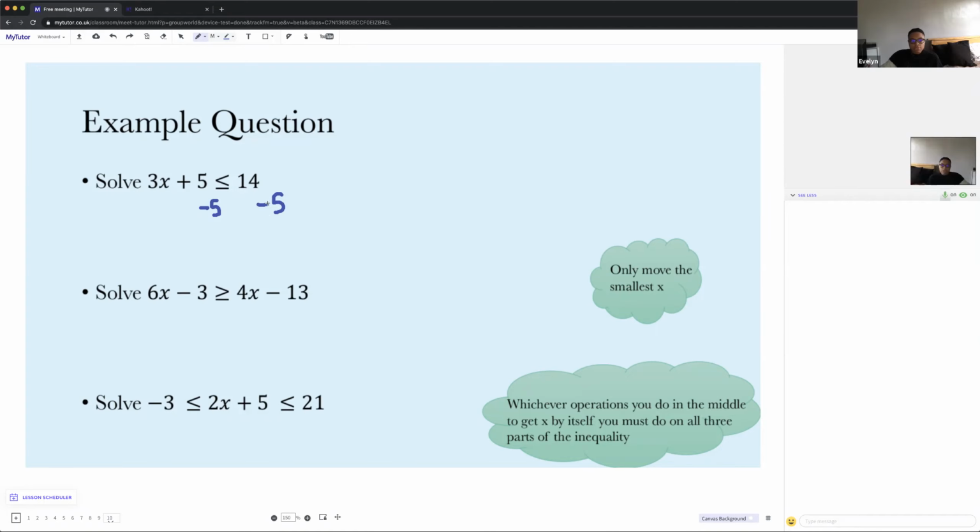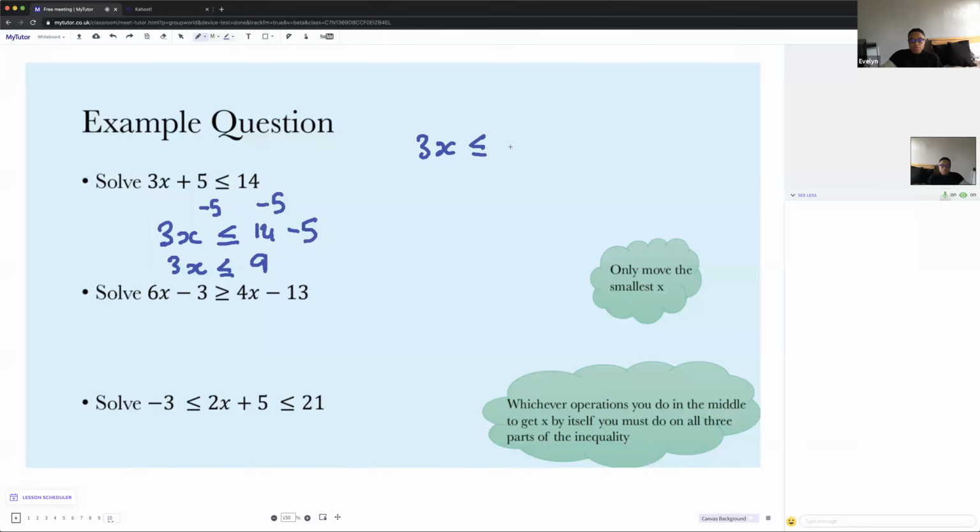So if we subtract 5 from both sides, we're left with 3x on the left. We keep our inequality sign exactly the same, in the same position. Then we've got 14 minus 5. So we've got 3x, the inequality sign, and then 14 minus 5 is 9. And then remember, we want x by itself.